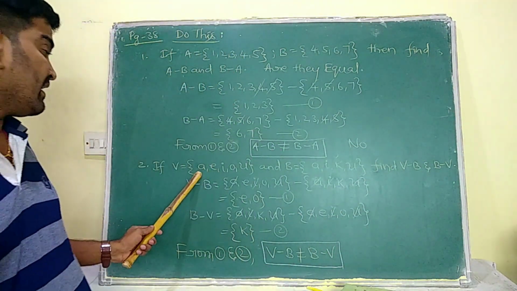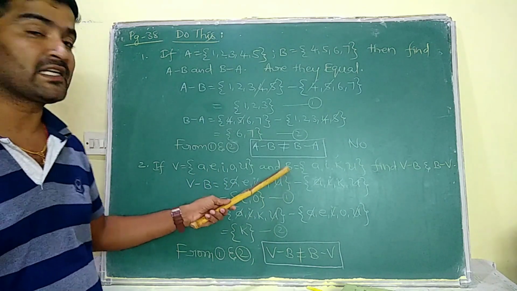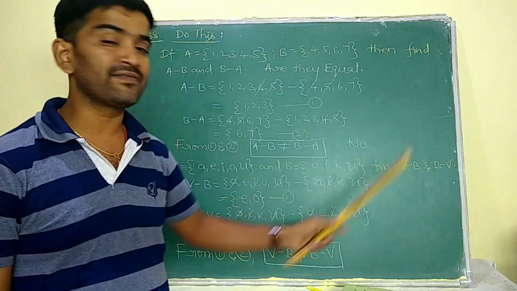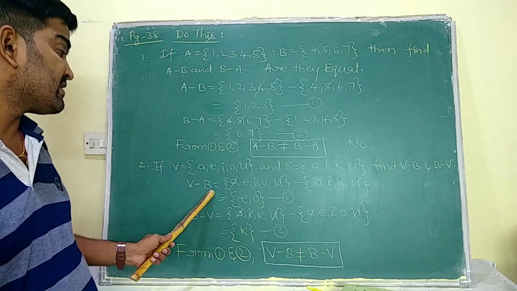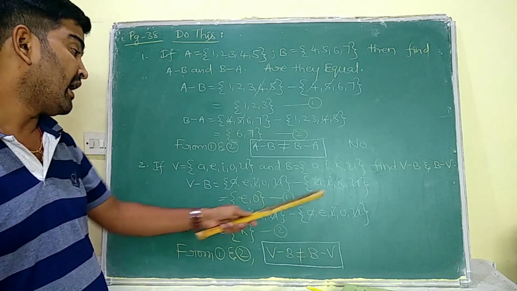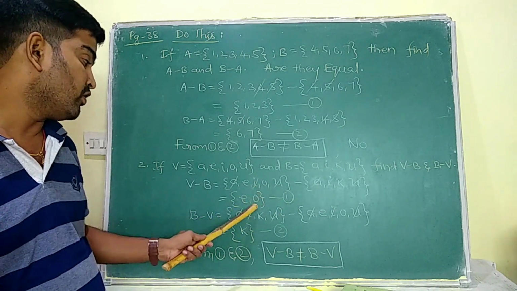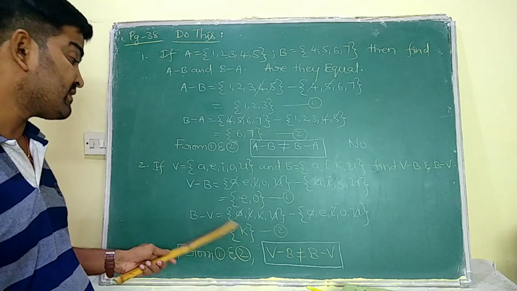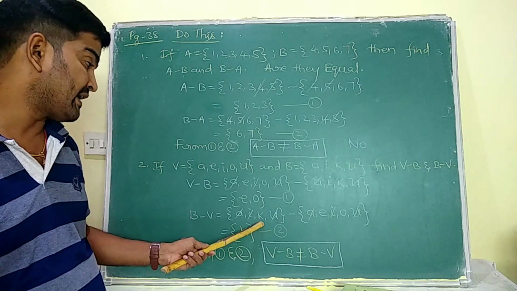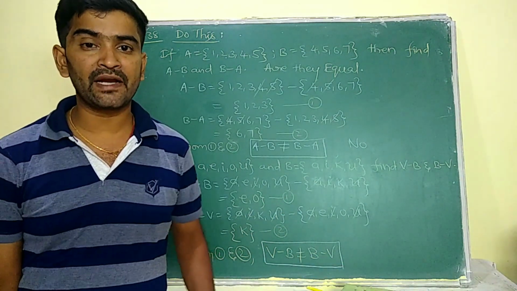Now, similarly another question. V is the set of A, E, I, O, U. B is the set of A, I, K, U. Find V minus B and B minus V. Similarly, V minus B means we have to write only the elements which are in V. So I am removing the common elements. Then the elements left in V are E, O. Similarly, B minus V: we have to remove the common elements. Then the left out element in B is K. From this 1 and 2, V minus B is not equal to B minus V.